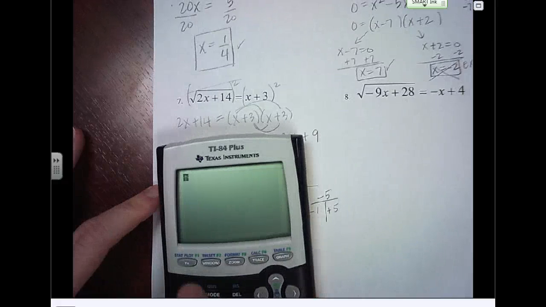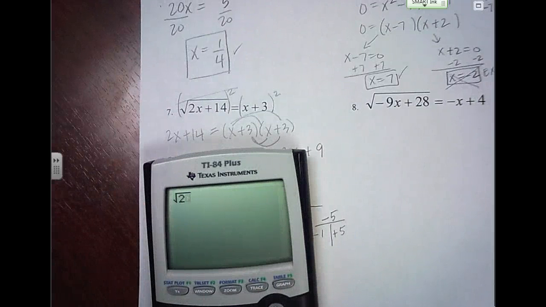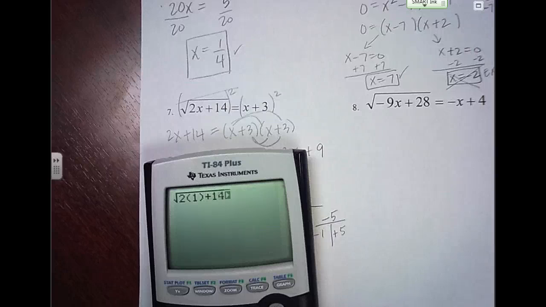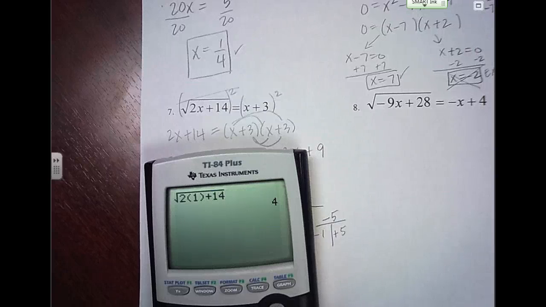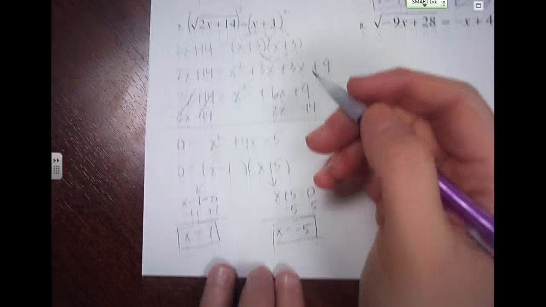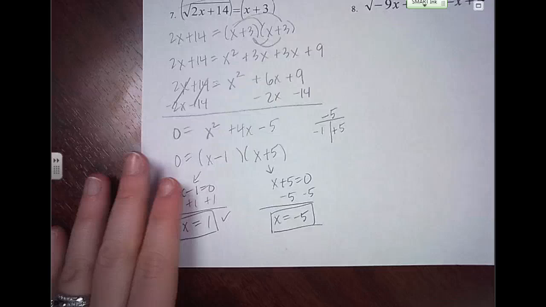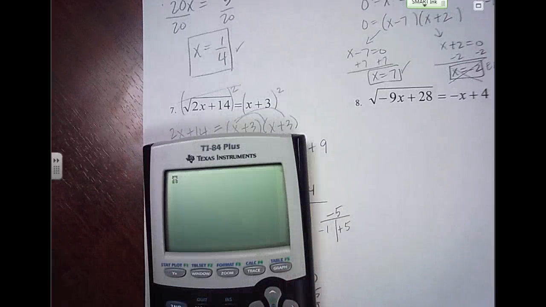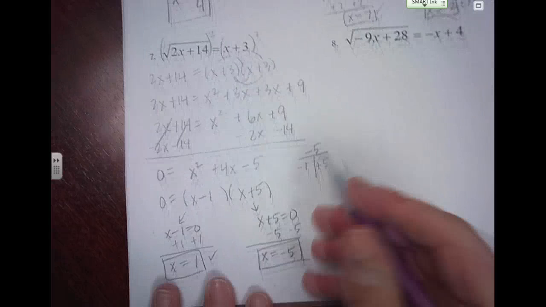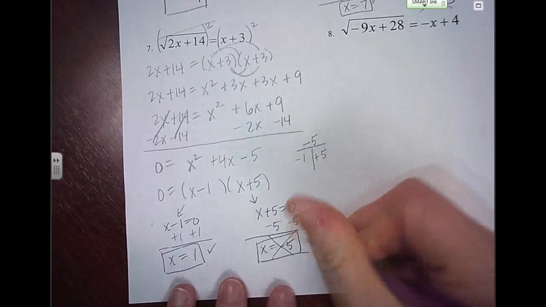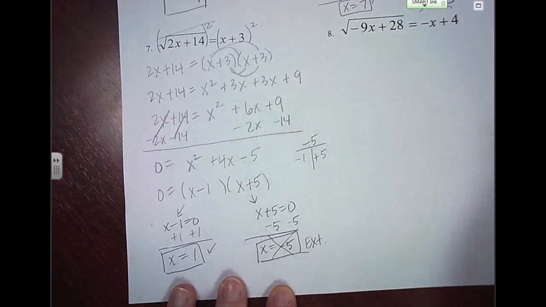So on the first one, I'll check positive 1. So square root of 2 times 1 plus 14 equals 4. And on the right, 1 plus 3 is 4. So that one worked. Positive 1 works. And then let's check negative 5. Square root of 2 times negative 5 plus 14 equals 2. And on the right, we have negative 5 plus 3 equals negative 2. So that's one of those ones where only one solution works, so we cross that one out. We could put extraneous next to it.